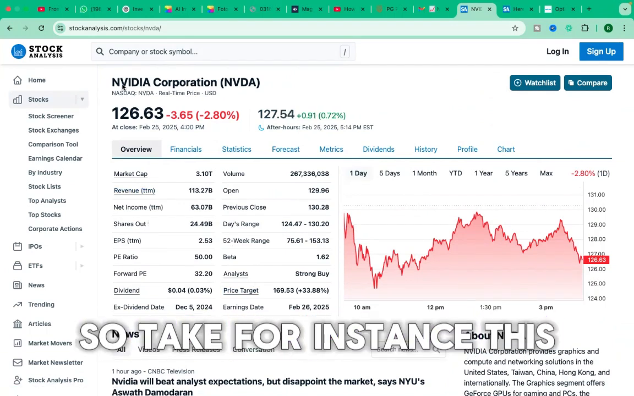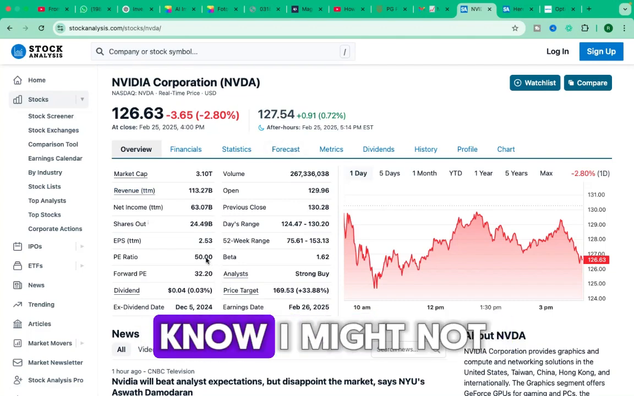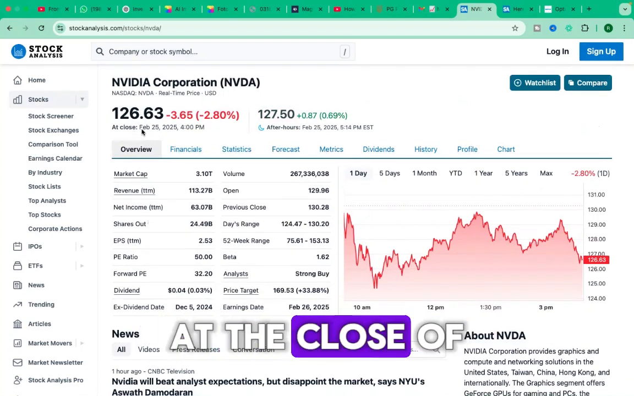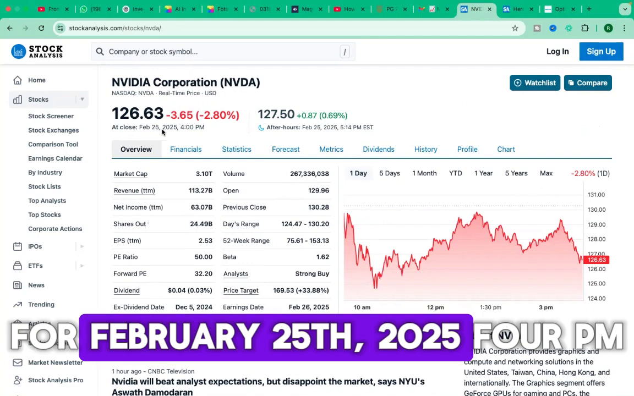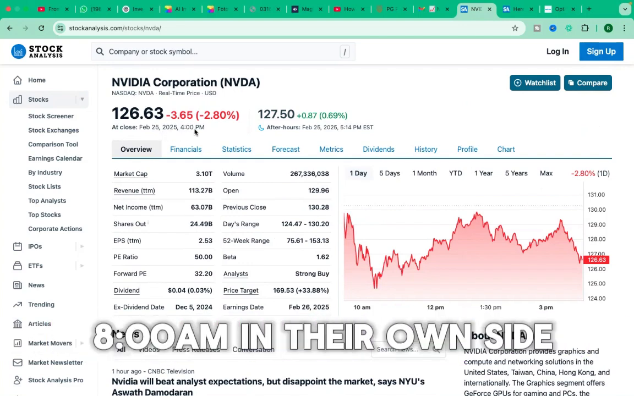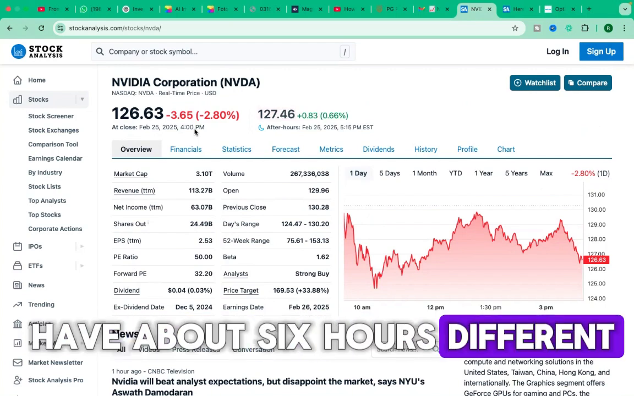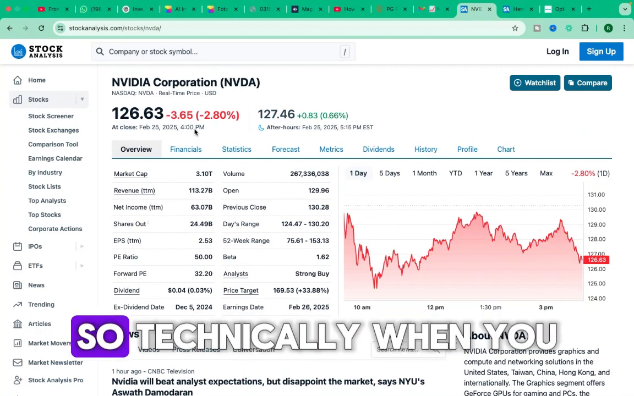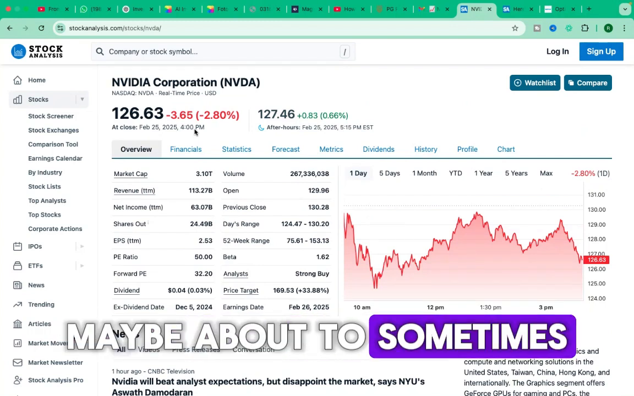So take for instance, this is NVIDIA Corporation. If I want to know, I might not know about this company. What is telling me here is that as at the close of business on February 25th, 2025, 4 p.m. Normally the market opens 8 a.m. on their side, but we have about 6 hours difference, depending on whether we are on daylight saving period or not. So technically, when you look at it in the Nigeria aspect, maybe sometimes 2 p.m.